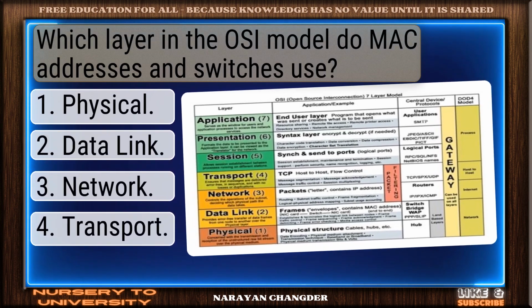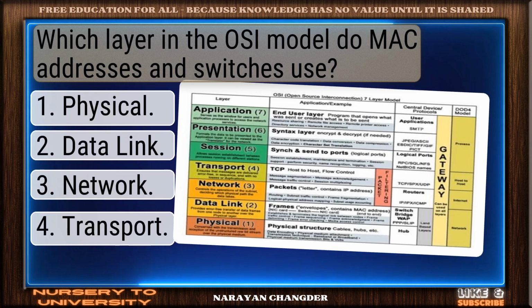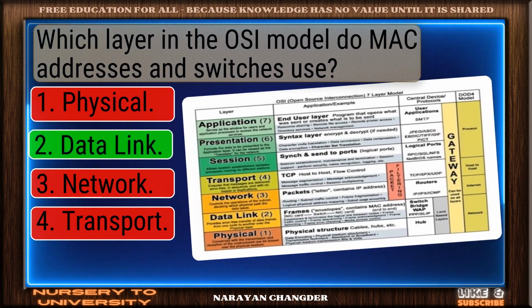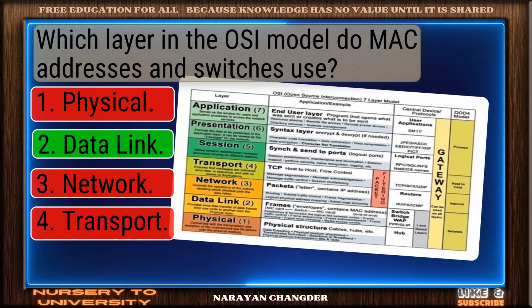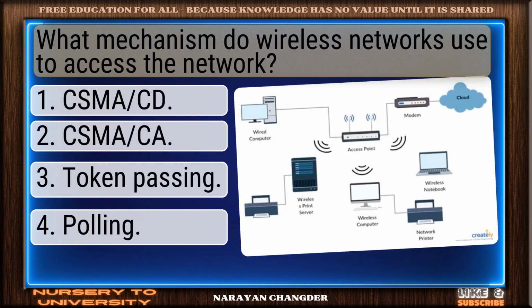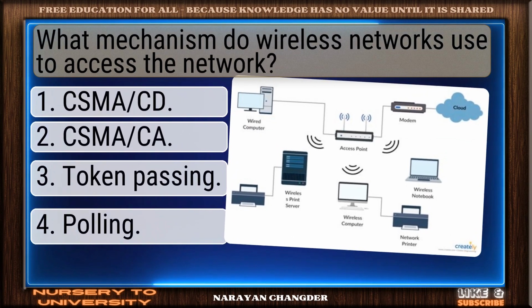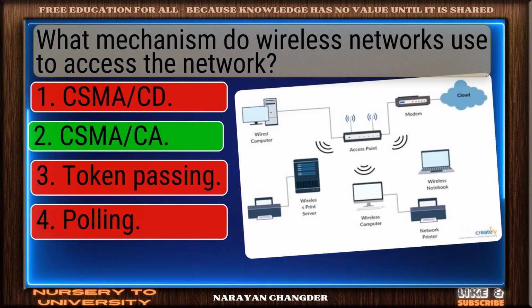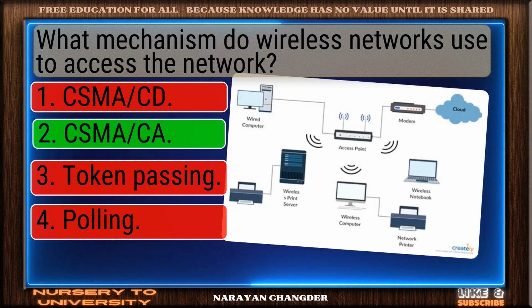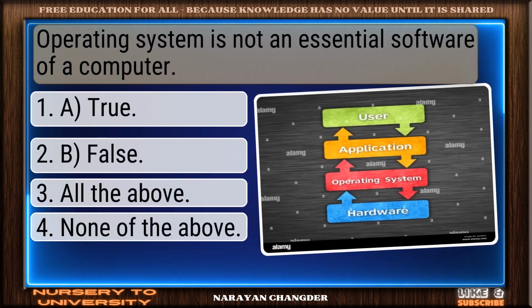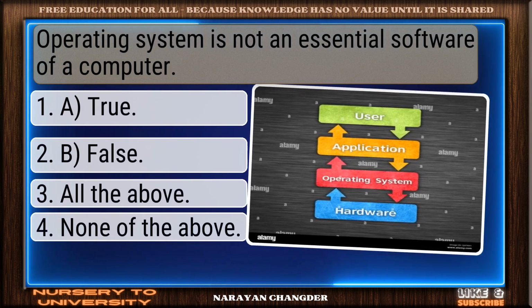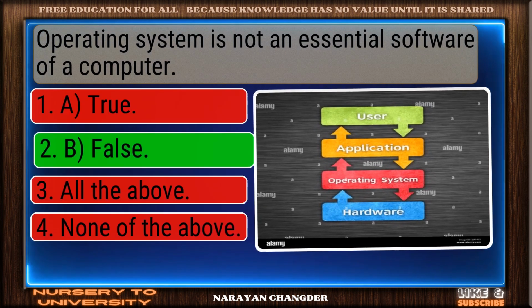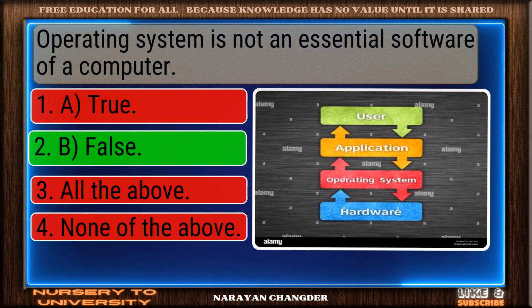Which layer in the OSI model do MAC addresses and switches use? Good thinking. Data link is the right answer. What mechanism do wireless networks use to access the network? Correct response. CSMA/CA is the most accurate answer. Operating system is not an essential software of a computer. You chose B, false, and it is correct.